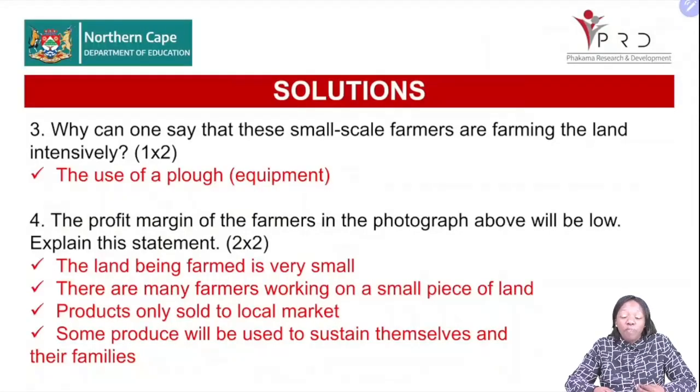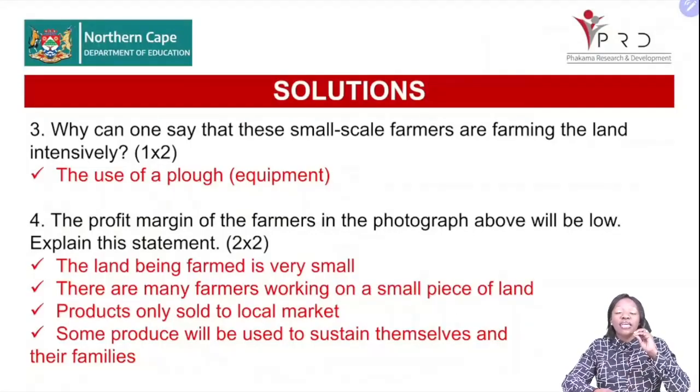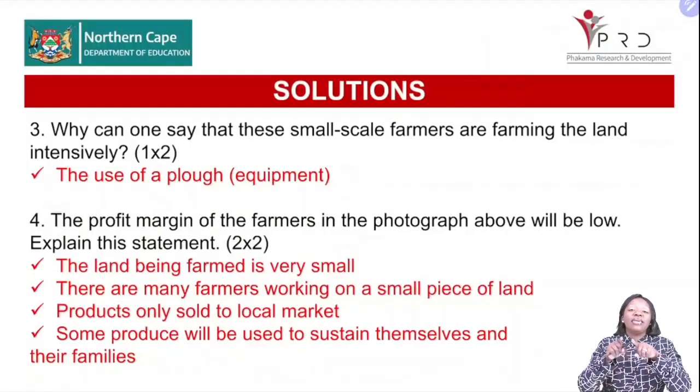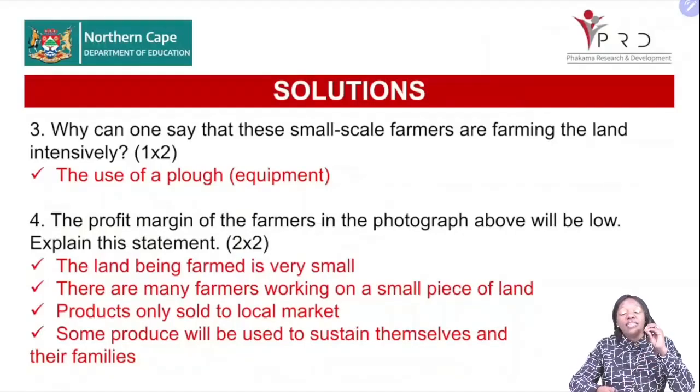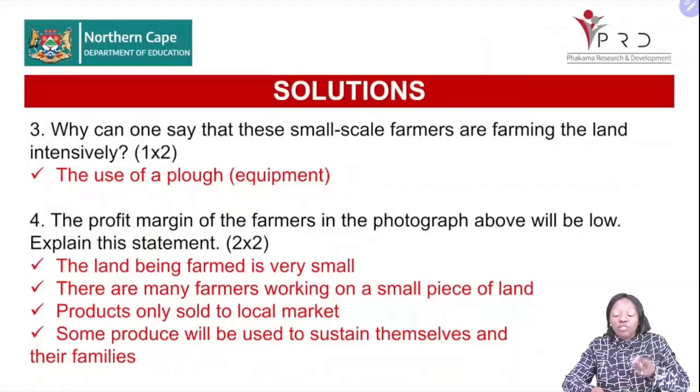Some products will be used to sustain themselves and their families. Remember, the small-scale farmers, we said they are in line with subsistence farming. Subsistence farmers are farming for their families. So again, they still need to keep some for their families before they can go and sell. Hence, the profit margin will be low.